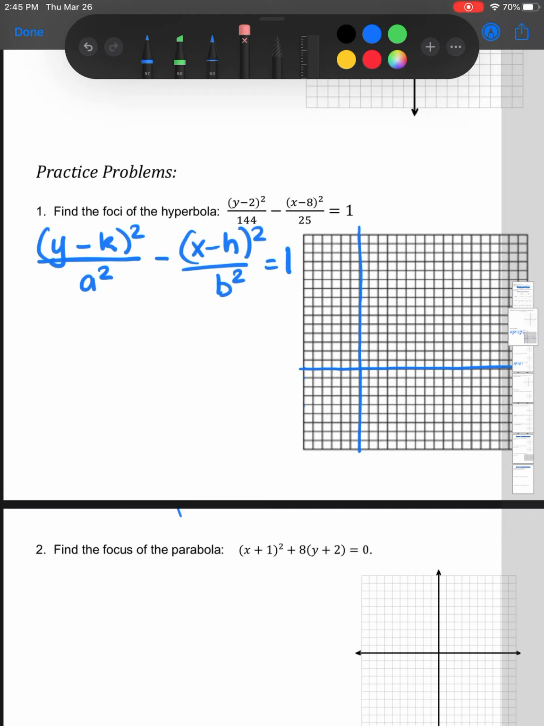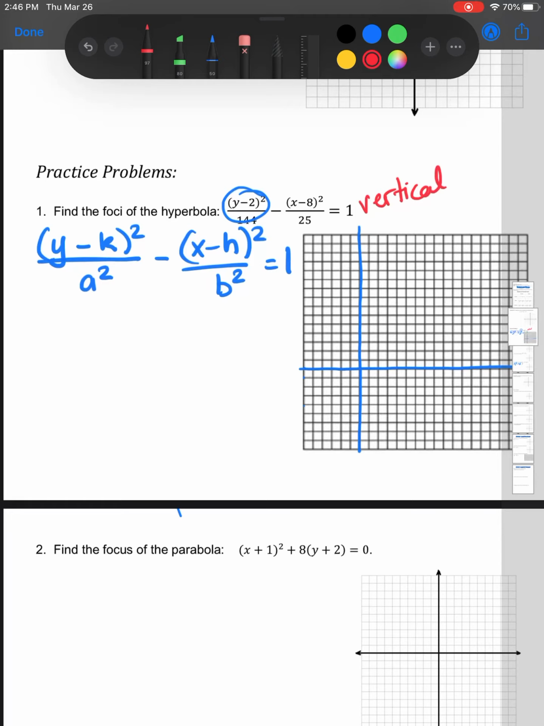So you look at this and it says find the foci of the hyperbola, and first of all you need to determine whether it is a vertical or a horizontal. Since y is first, it is a vertical, right? Y square is first, it's a vertical.